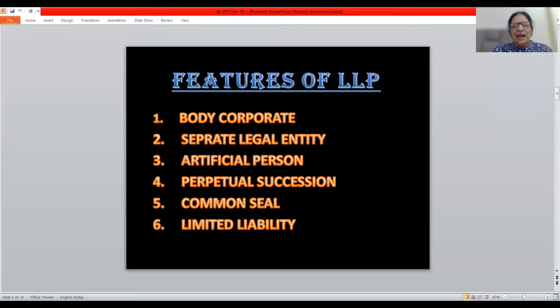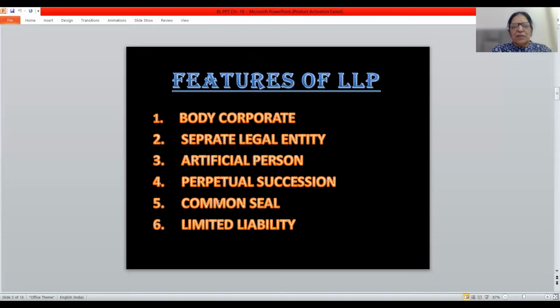Then artificial person. LLP is not a natural person. All the acts which can be undertaken by a natural person cannot be undertaken by an artificial person. So, LLP is an artificial person. It is created by a legal process, which is known as incorporation or registration, and it is dissolved by another process, which is known as dissolution or winding up. So, LLP cannot marry, LLP cannot join professional courses, because LLP is not a natural person.